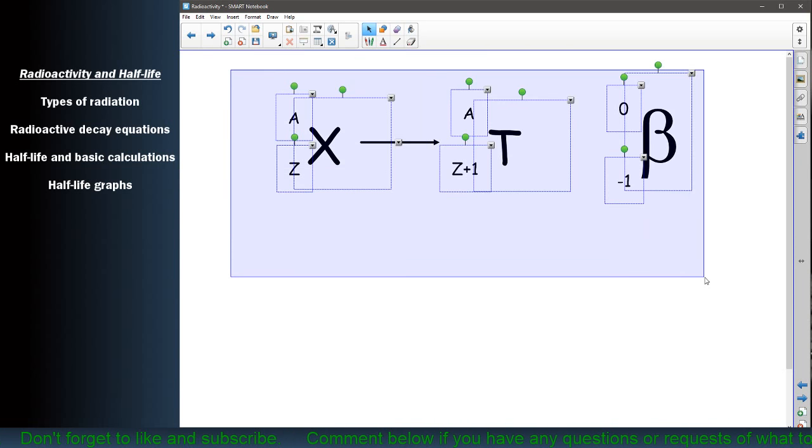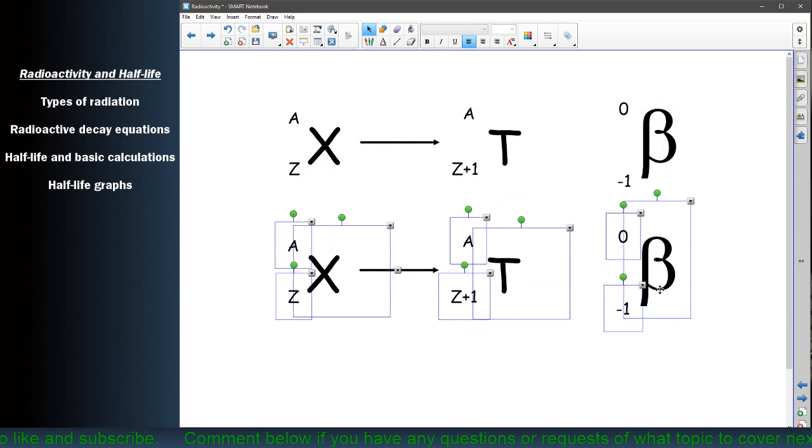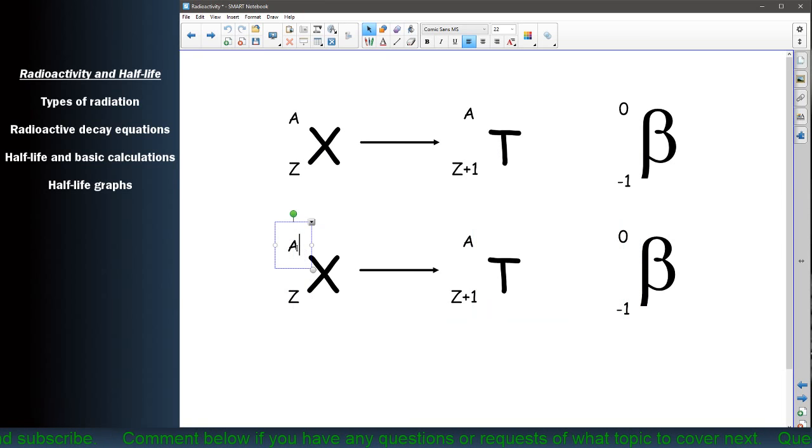Right, let's knock in some examples in this one. Or not real life examples, but real number examples. So let's say I have material X. Let's give it 197 and 76.